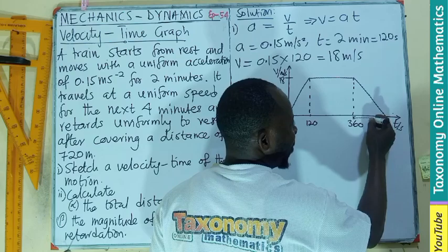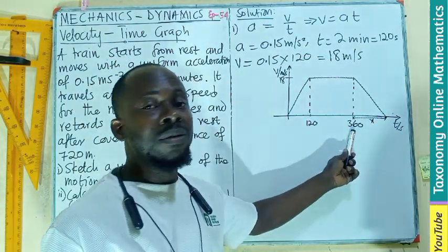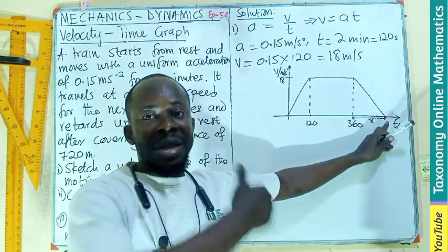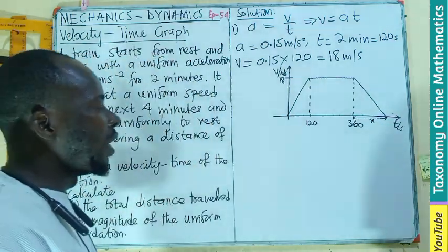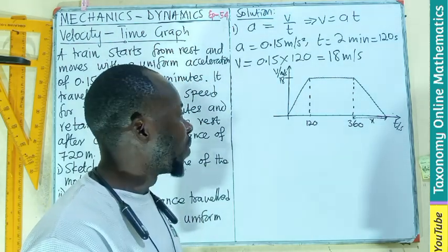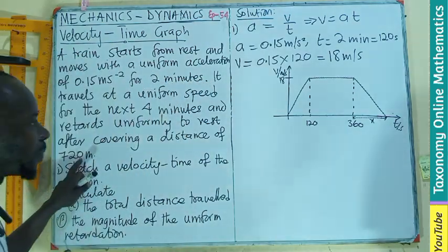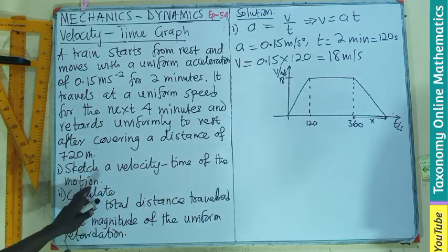Let's say we have here to be x. Then x plus the 360 will give us the total time that is being occupied in there, because that is not known. It is only the area, which is the distance covered, that has been given as 720. First part of the question, sketch the velocity-time graph of the motion.